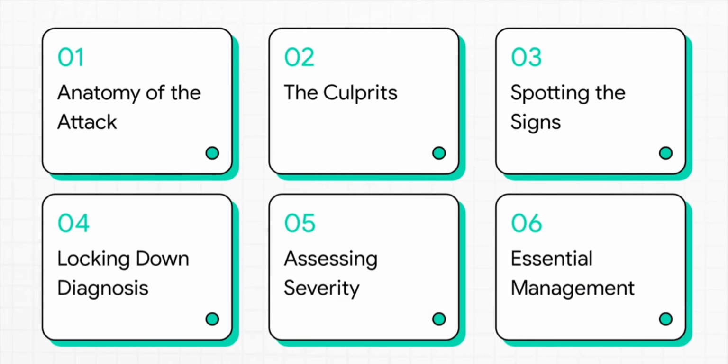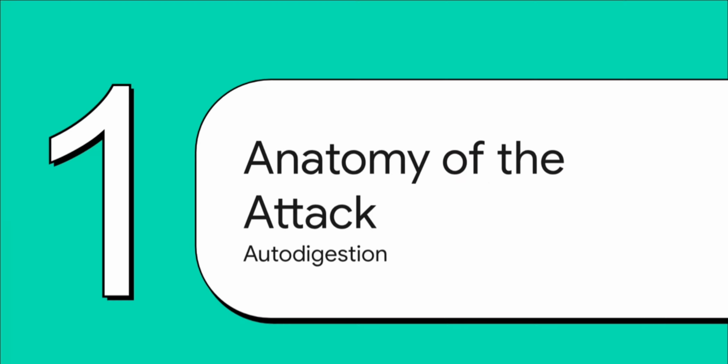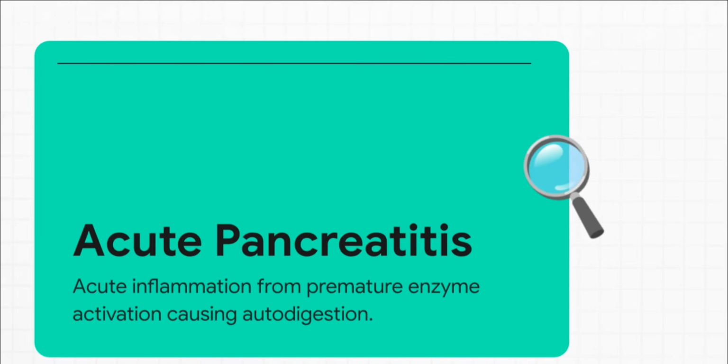We're going to cover the anatomy of the attack, the culprits, spotting the signs, locking down the diagnosis, assessing the severity, and finally, essential management. All right, Section 1, Anatomy of the Attack, Understanding Autodigestion. Let's set the stage for this biological crime scene.